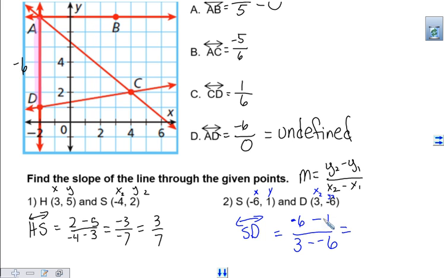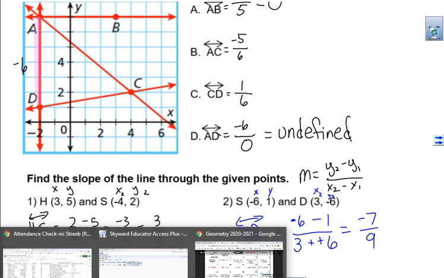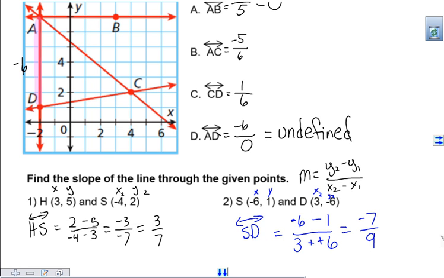Okay, so we've got negative 6 minus 1. That's a negative 7. 3 minus a negative 6, so that ends up adding. So 3 plus 6, which is 9. And we can't reduce any further, so we're good. Again, make sure that you are reducing your fractions when possible, and don't change to a decimal.